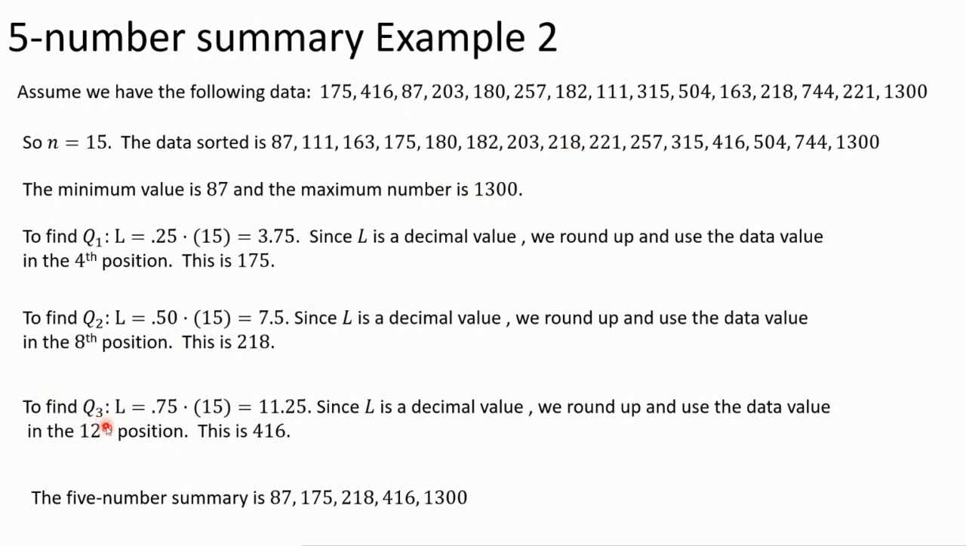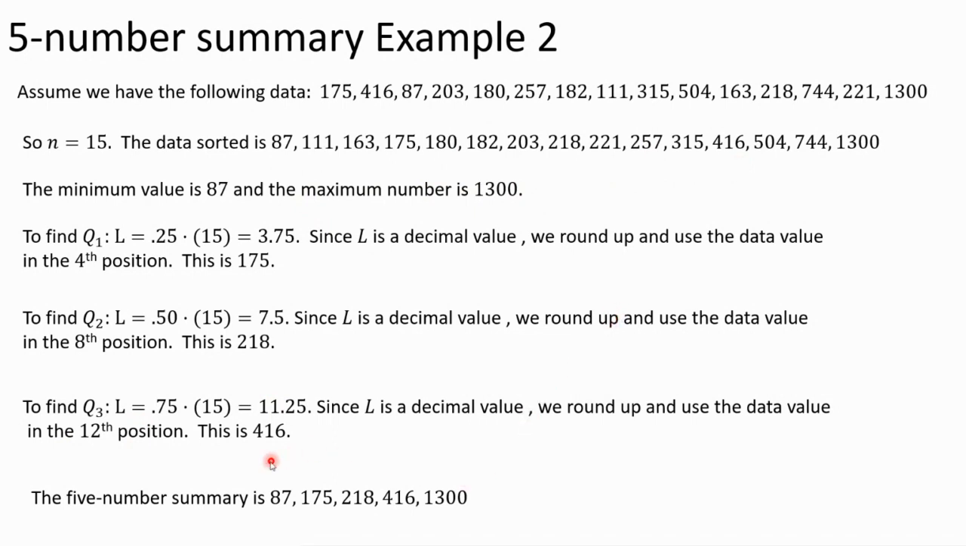Q3, remember our locator L is 0.75 times N, which is 0.75 times 15 here. And this is equal to 11.25. Now there, you have to round it up to 12. I know normal rounding rules will tell you to round to 11, but you always round up here if it's a decimal. You might get a whole number like we saw before, but here we got a decimal, so you always round up. And here we round up to 12, so we have to use the data value in the 12th position. 1, 2, 3, 4, 5, 6, 7, 8, 9, 10, 11, 12, 416. So Q3 here is 416.